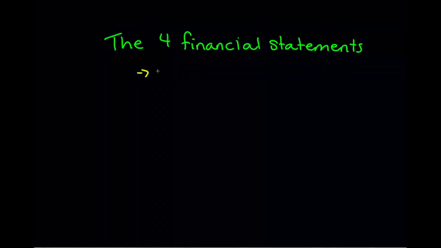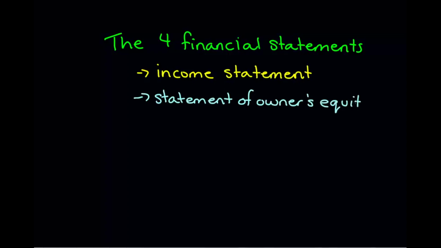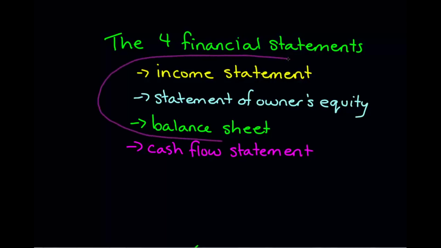In financial accounting, we have 4 financial statements. We have the income statement, we have the statement of owner's equity, we have the balance sheet, and we have the cash flow statement, or the statement of cash flows. In this video today, we are going to be looking at the first 3 financial statements: the income statement, the statement of owner's equity, and the balance sheet.